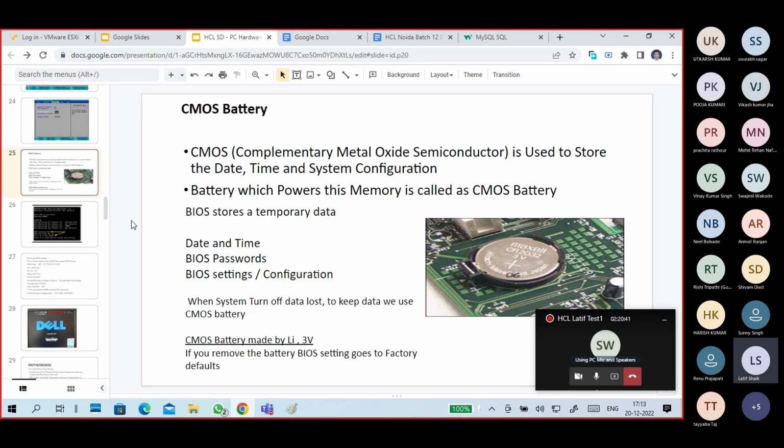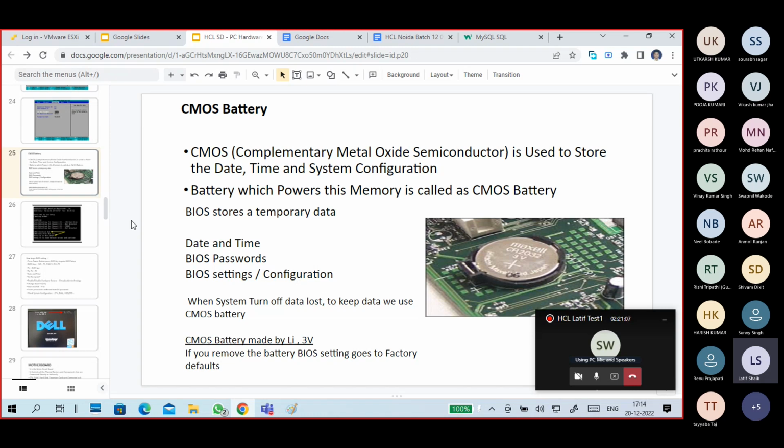So what to do? I am giving this CMOS battery. The CMOS battery gives power supply to our BIOS chip. The CMOS battery is a lithium battery, a 3 volt lithium battery, and it gives power supply to your BIOS chip.